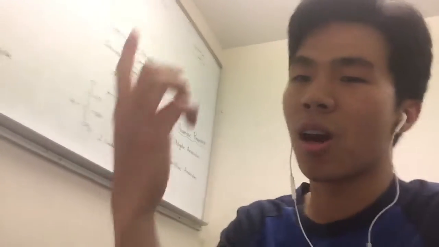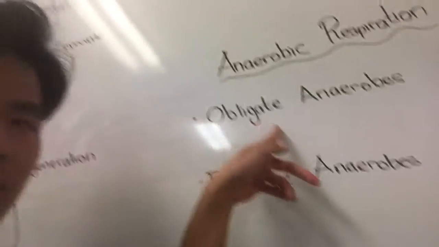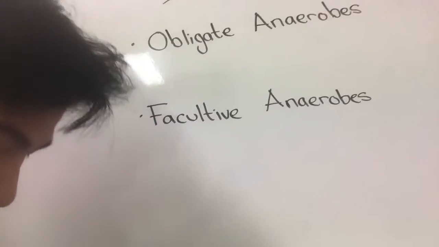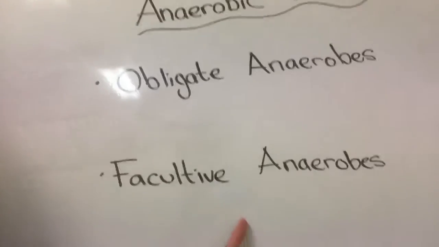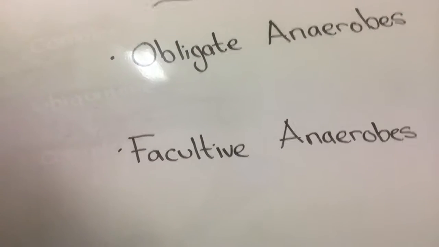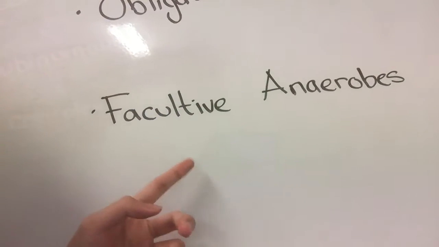And there are two types of anaerobes: obligate anaerobes and facultative anaerobes, as you can see. The difference is that obligate anaerobes carry out only fermentation or anaerobic respiration, and facultative anaerobes can make enough ATP to survive using either fermentation or respiration. And that's anaerobic respiration.